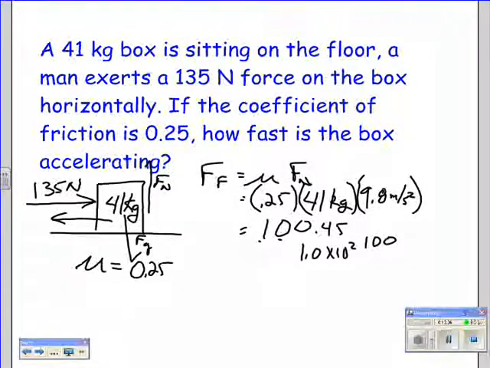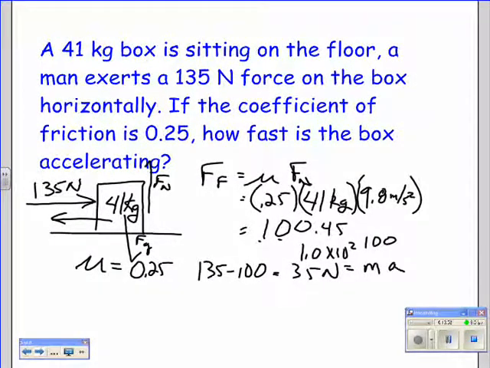So how much force is causing it to accelerate? 135 minus 100 is 35 newtons of force causing it to accelerate, which is then equal to ma. Mass times acceleration. Force is mass times acceleration. This is what's causing it to accelerate. So 35 divided by 41 kilograms equals its acceleration. This is what we're figuring out, how fast it's accelerating.